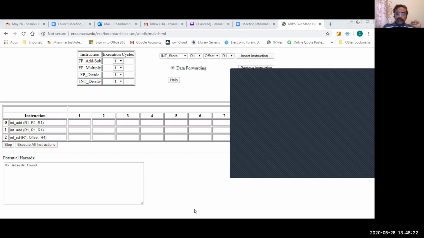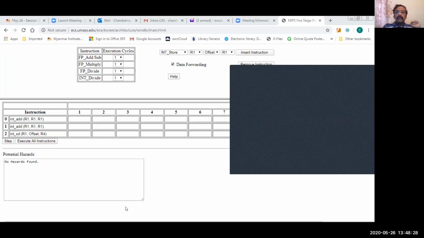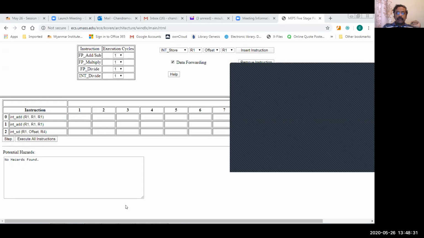So let me open it. My question is, will there be a stall? If you say true, that means you are saying there will be a stall. If you say false, you are saying that there is no stall. While you are answering, while you are thinking, I don't want to disturb, so let me keep quiet.